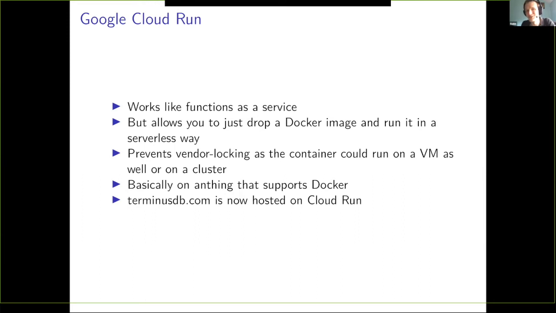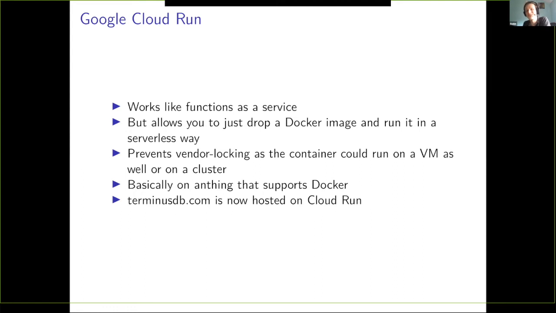But Google launched a new service which is called Cloud Run, and it basically works like functions as a service, but it allows you to just drop a Docker image and run it in a serverless way. So as long as you have a stateless Docker image, then it just magically works and scales and does everything you want as a function as a service. And it prevents vendor locking this way, as you could just run the container on a VM as well, or on a Kubernetes cluster. So you're not stuck with Google Cloud Run forever if you choose to use it. It doesn't have any specific APIs and the like. And basically anything that supports Docker is okay.